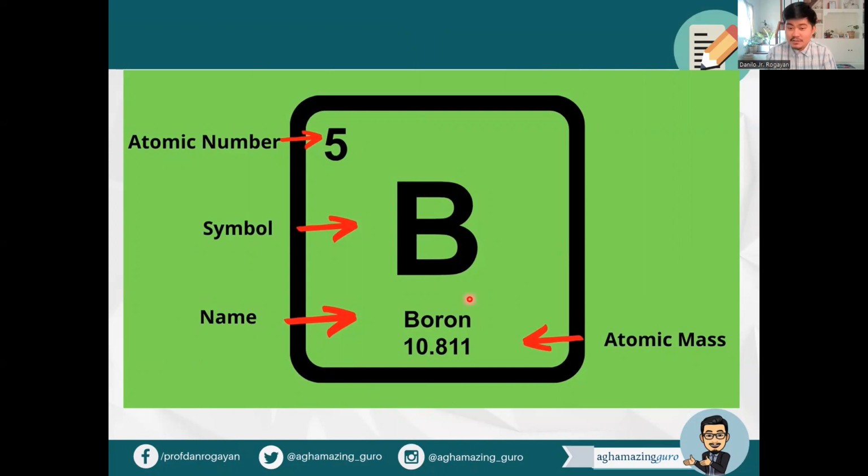Okay, the answer is 6. So how did we come up with 6? Remember the atomic mass here is 10.81 or 11. 11 minus 5, so atomic mass minus atomic number, or minus your proton, is equivalent to 6. 6 is your neutron. Neutron plus proton, 6 plus 5, is 11. The atomic mass here is 11. The neutron is 6. And the protons and electrons are 5 respectively.